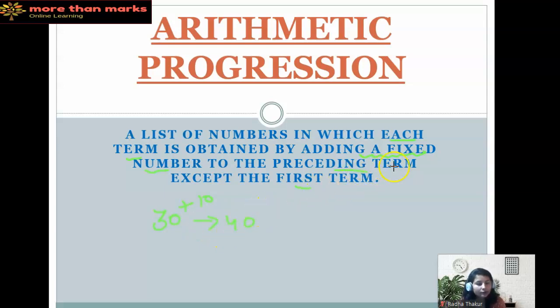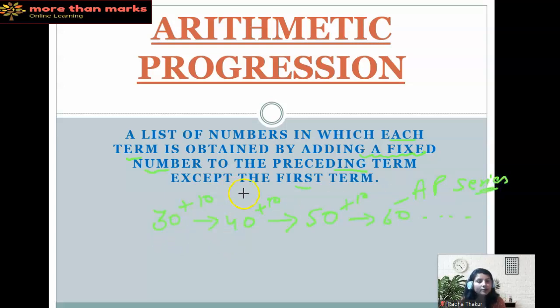Again, we add 10 to the preceding number so that we get the next term, that is 50. And again the same process, adding 10 and you get 60 and so on. So this kind of series or pattern is called an AP progression or AP series. Fine. Do you understand this?